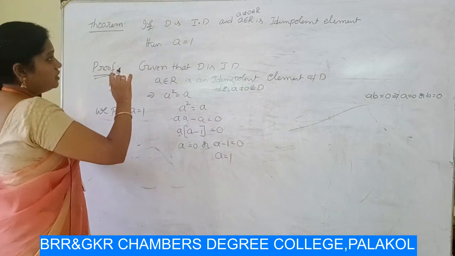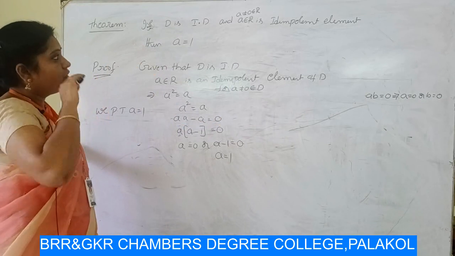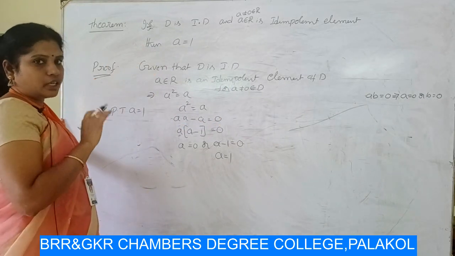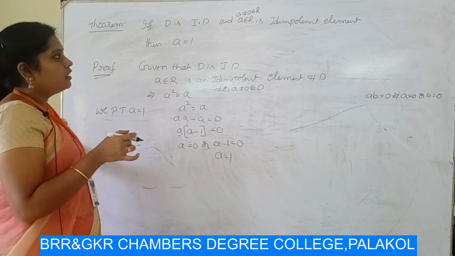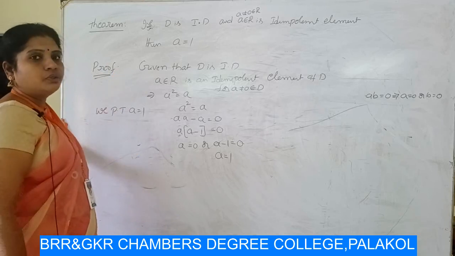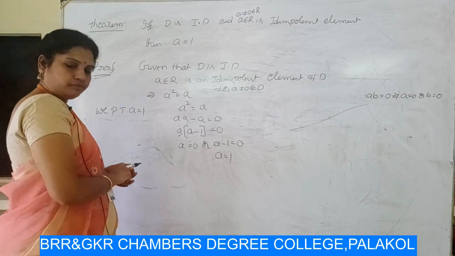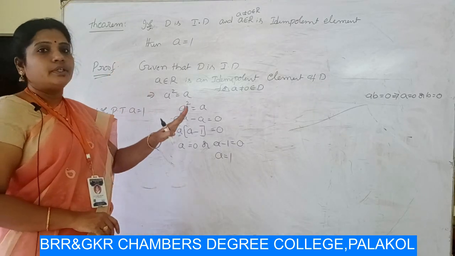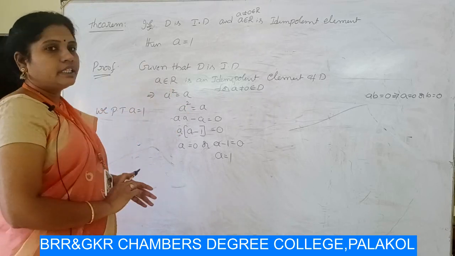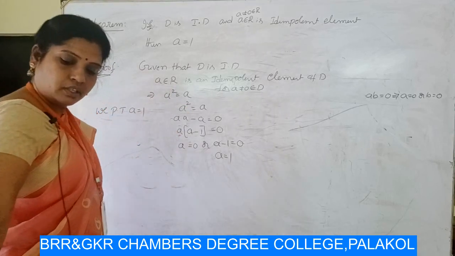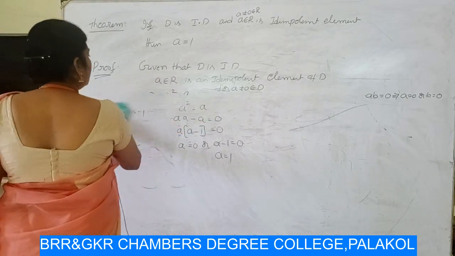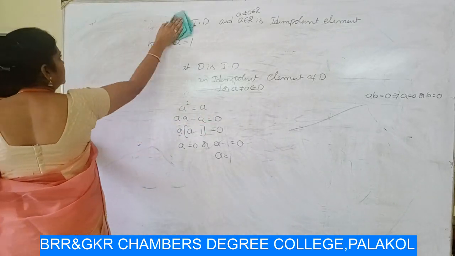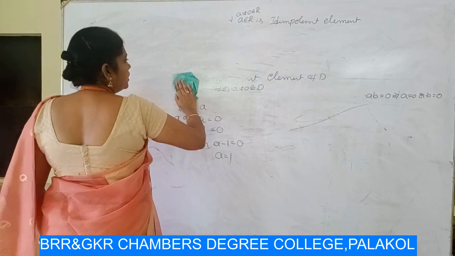So this theorem tells us that if we have an integral domain and a non-zero element is idempotent, then A is equal to 1. That means the unity element is the only idempotent element of an integral domain. Now we see another theorem, for nilpotent elements of a ring.